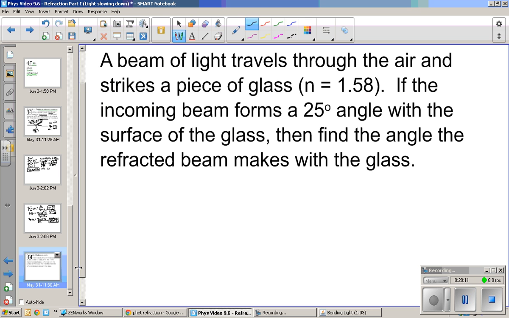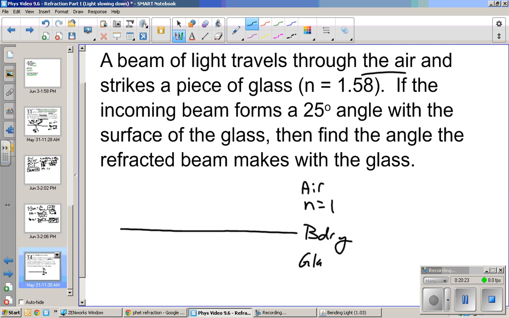All right, so here we go. Let's draw this. So here's our boundary. It's going through air, so up here we're going to have air, where n is 1. And we're going into a piece of glass, and it tells us the n for this piece of glass is 1.58. Our beam of light is going to come in through the air. So this is our incident beam. Draw on your normal line.